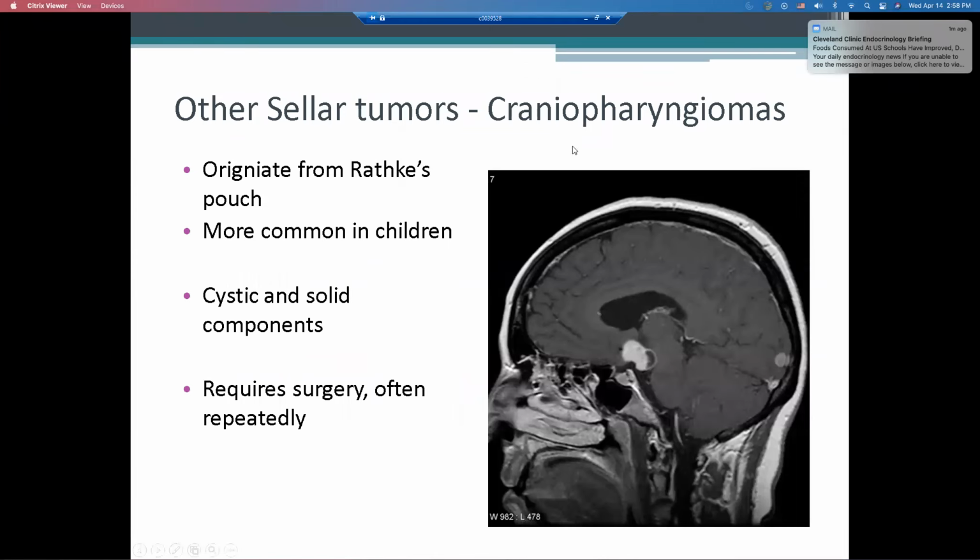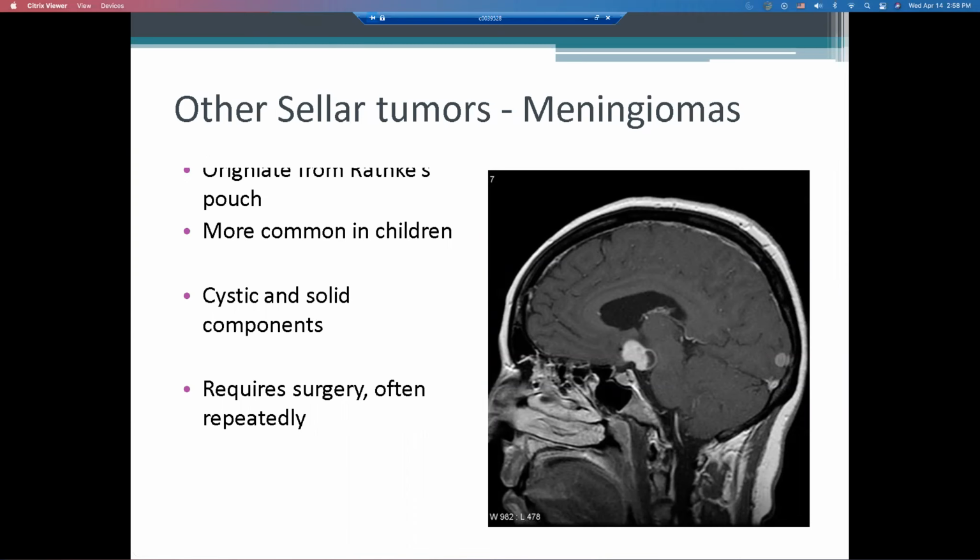A few words about craniopharyngioma. It's another type of tumor that can affect children and elderly. They're quite aggressive. They have cystic solid components. They can cause deficiency in many hormones, especially diabetes insipidus, and they require several surgeries.